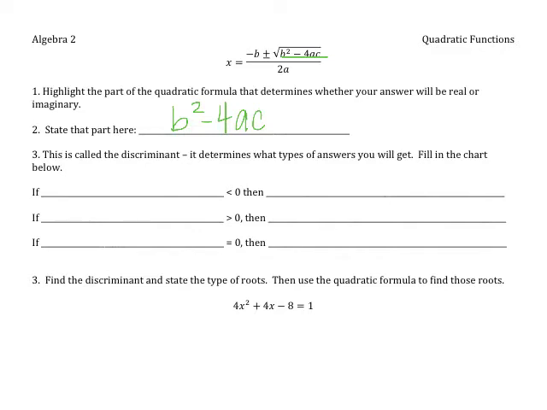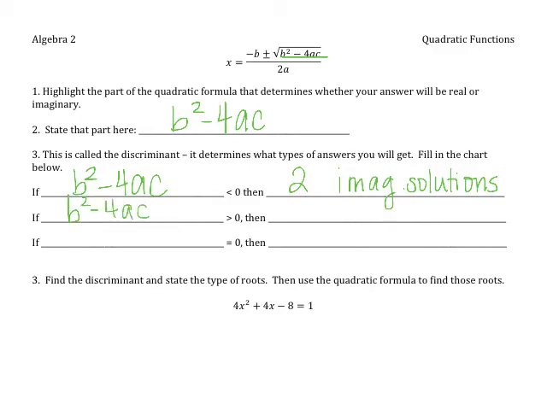So let's fill in this below. If b squared minus 4ac is less than 0, then that means we will get imaginary solutions. We also want to talk about how many of those we'll get. Since the plus or minus is there, we will get 2 imaginary solutions, just like we did in the example just before this. If b squared minus 4ac is greater than 0, then we will get 2 real solutions, like we did in number 1.